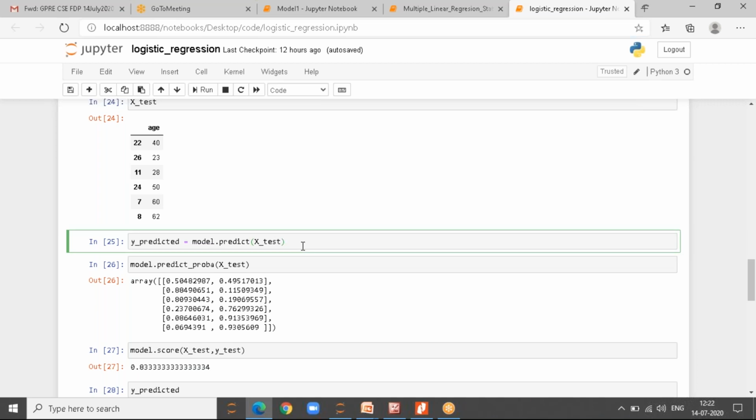But when it comes to logistic regression, your predicted values should be in terms of probabilities. The value should not go beyond 1. It should be between 0 and 1. So instead of the predict function, you can make use of the predict_proba function for retrieving the corresponding probabilities. This is how I got it.